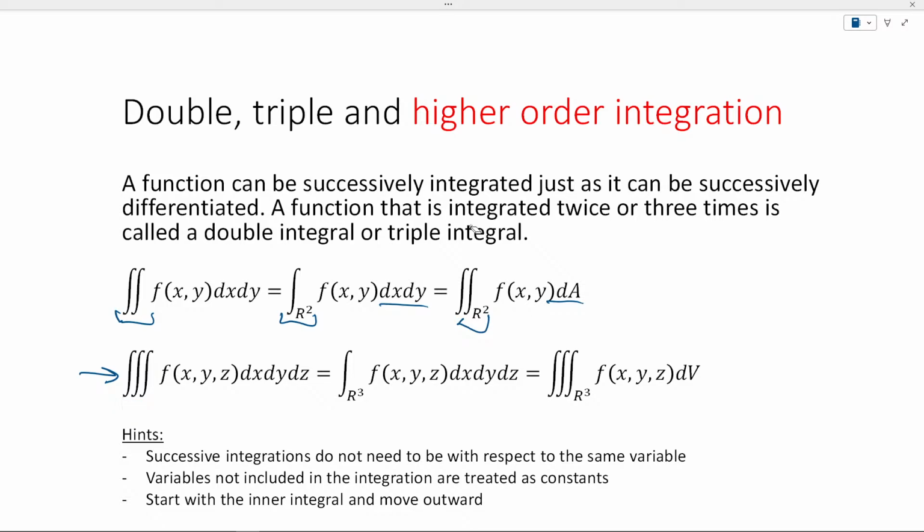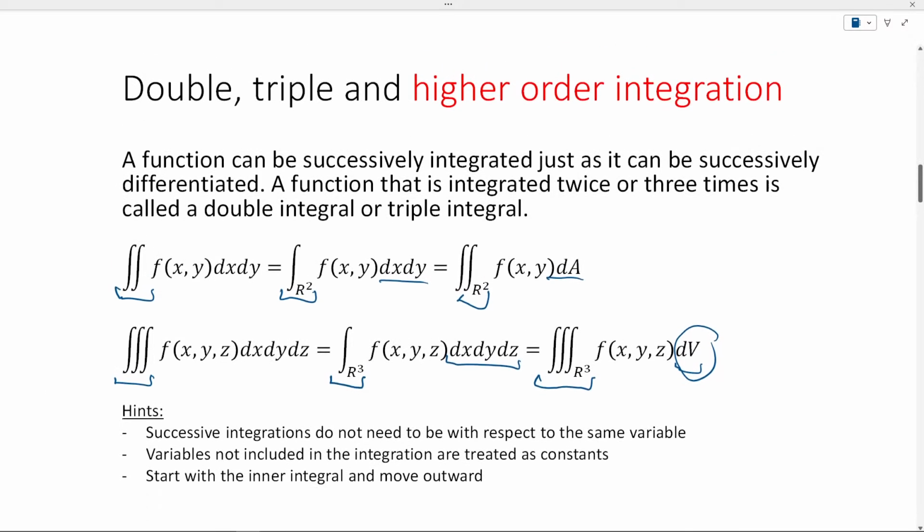This is an example of a triple integral. This notation is similar to this notation, which is similar to this notation. And this notation here is similar to dV. So dV means dx, dy, dz. We will see a lot of these when we get to differential equations and things like that, and in the conservation of mass. Sometimes you can use this, sometimes you can use this.